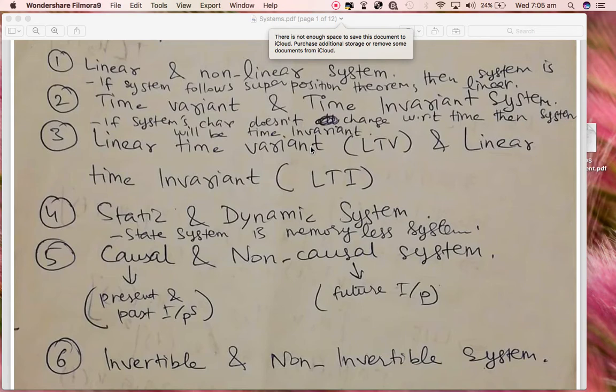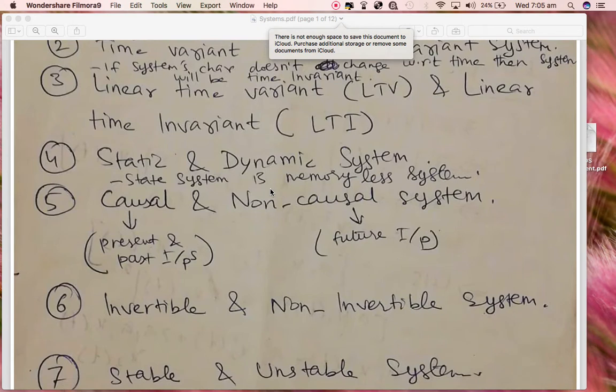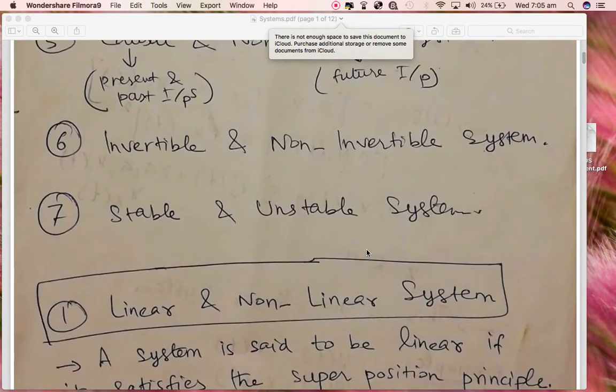linear time variant system. A system can be a static system exhibiting no memory, or a dynamic system which is exhibiting memory, or it can be a causal system which is taking into consideration the present and past inputs for calculations, or it can be a non-causal system which is taking into consideration the future inputs.